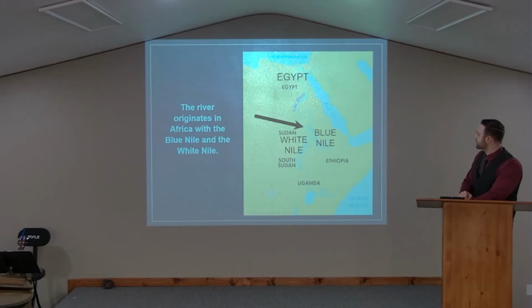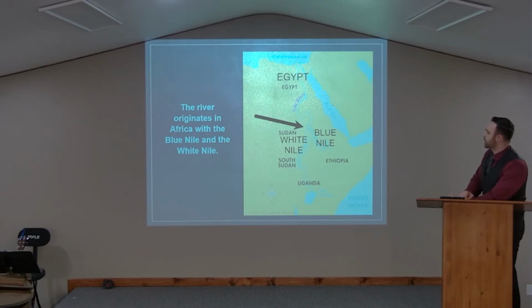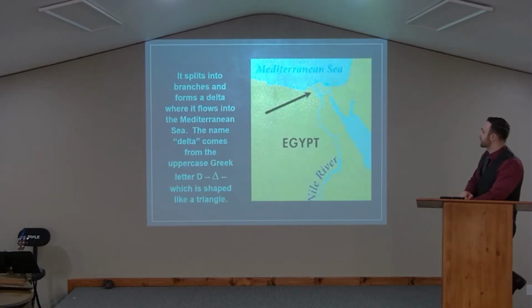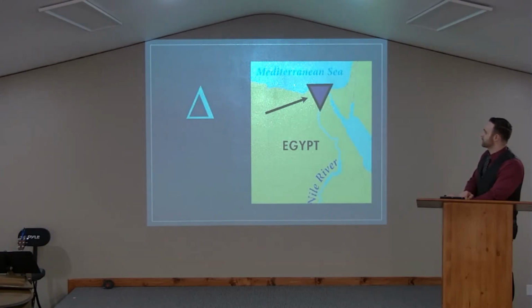So the Nile originates with 2 rivers in Africa called the White Nile and the Blue Nile, and then it flows north. Up near the top, it splits off into all these different little rivulets. It's called a delta. It actually comes from the uppercase Greek letter delta, which is shaped like a triangle. That's where we get the idea of a river delta.